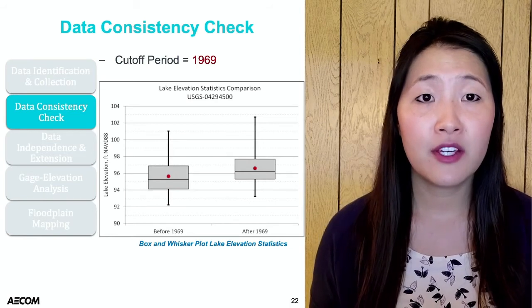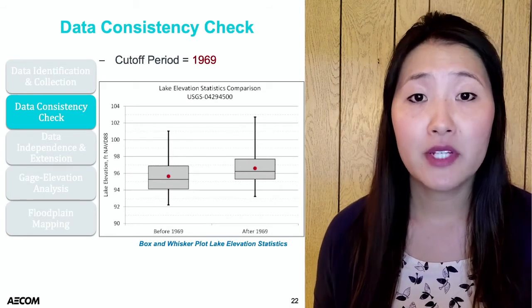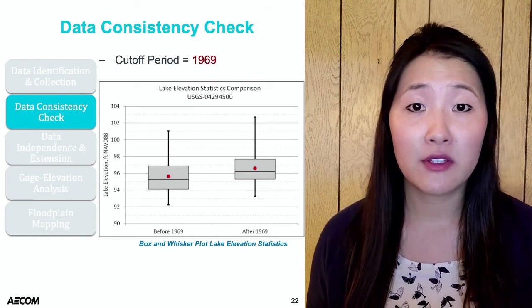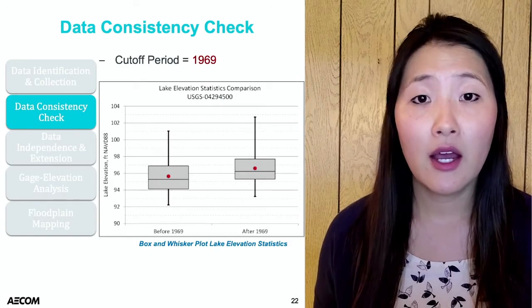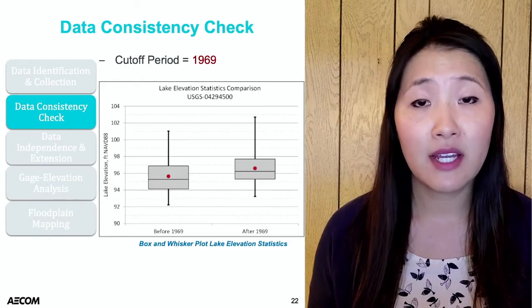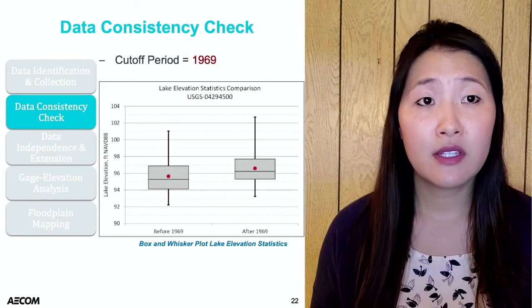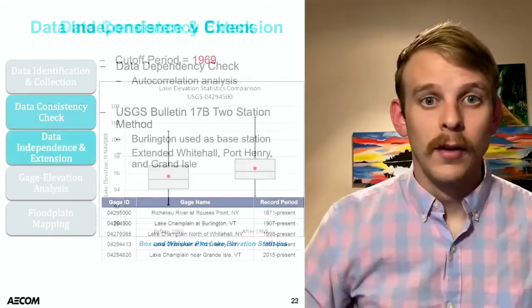In this figure, the red point shows the sample mean of the daily elevation data. The top and bottom horizontal lines are the first and third quartiles of the daily elevation data. This is for the Burlington gauge. And the second quartile, the median, is shown by the middle horizontal line inside the box plot. So as you can see, there's definitely a change in statistics before and after that 1969 cutoff period.